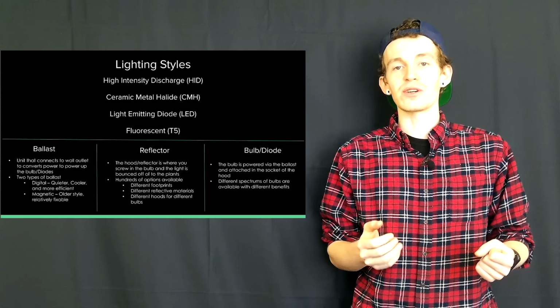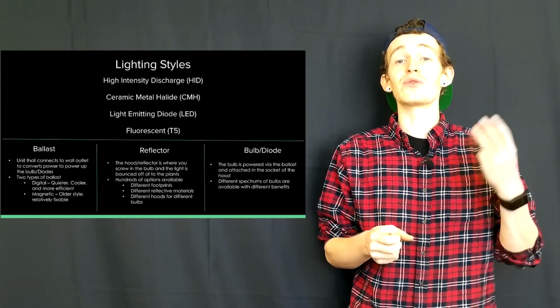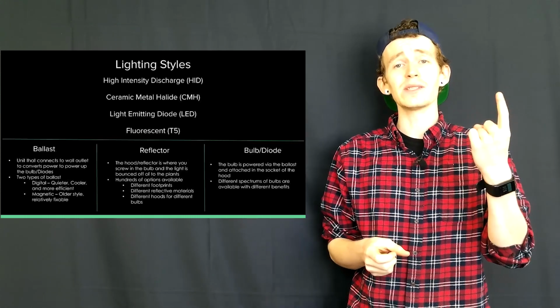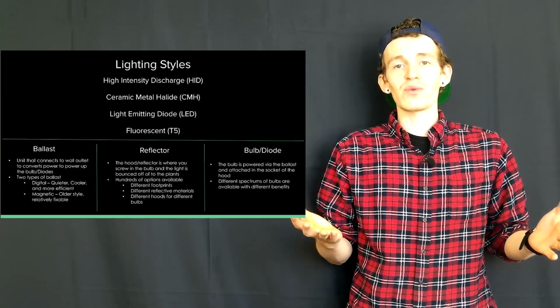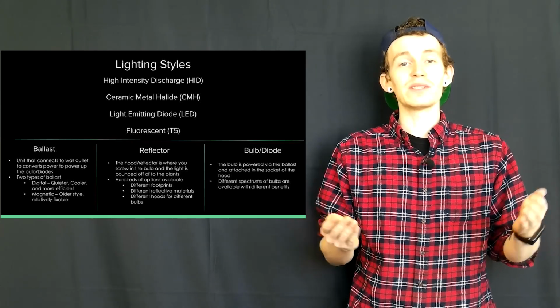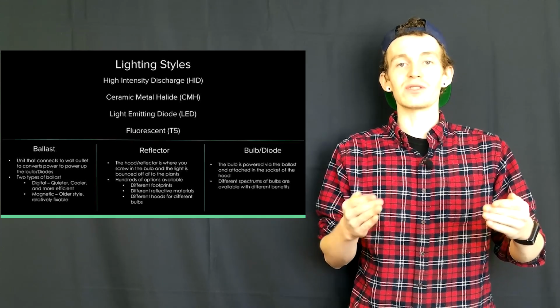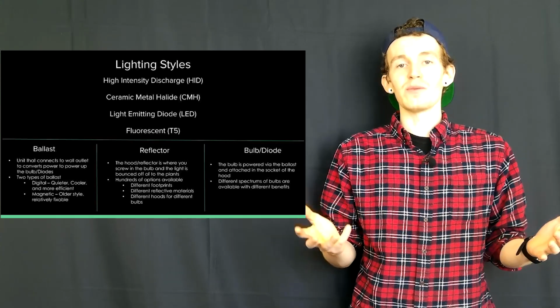When it comes to a lighting fixture, most of them are going to be composed of three primary components: the ballast, the bulb or diode, and the reflector. Each plays an important role in the lighting fixture as a whole and plays a different role in actually getting those lighting fixtures to operate properly. So let's start with the ballast.